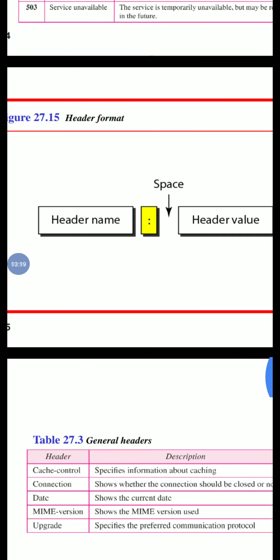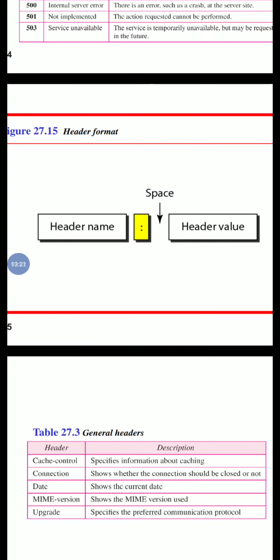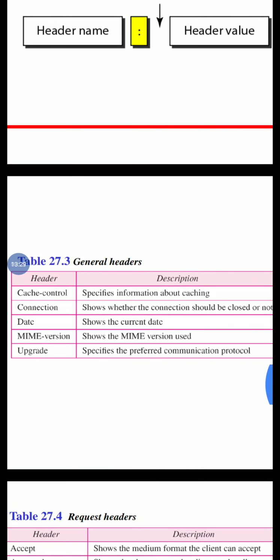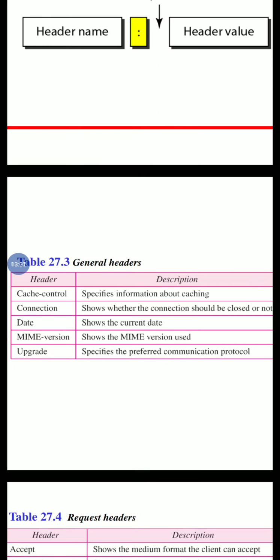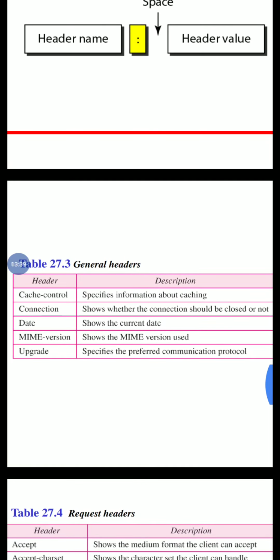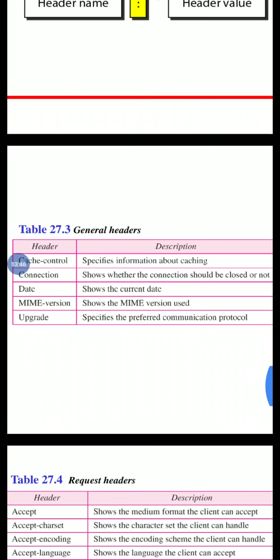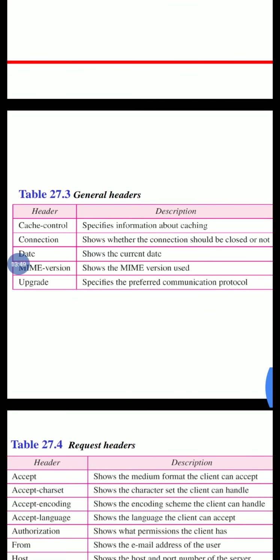So the header format consists of the header name, a colon, and then followed by the header value. So this is the header format. Then general headers: the first header is Cache-Control, whose description is to specify the information about caching. Then Connection shows whether the connection should be closed or not. Date shows the current date. MIME-Version shows the version used. Then Upgrade specifies the preferred communication protocol. So which protocol is used is defined by the header Upgrade.